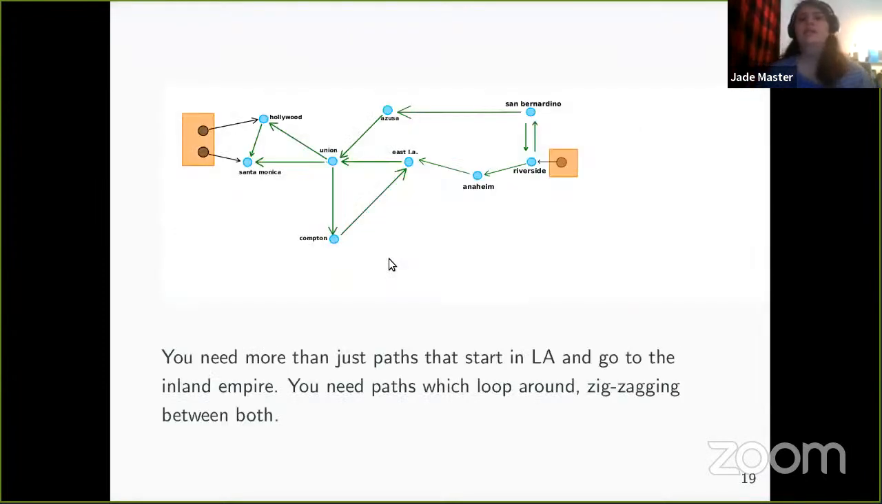Right. And when you take the push out of the free categories of these two graphs, you don't just glue all the edges together. You need to account for paths which zigzag back and forth between the two graphs. So for example, you could go from San Bernardino to Azusa to Union to Compton to East LA, and then back to Union. And that would sort of zigzag through the paths.